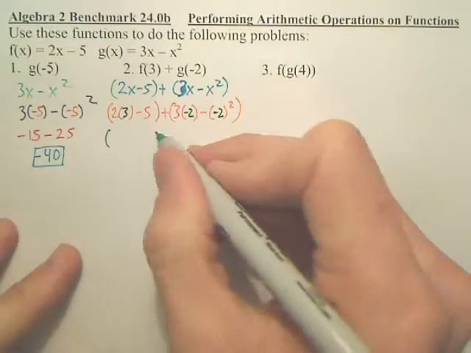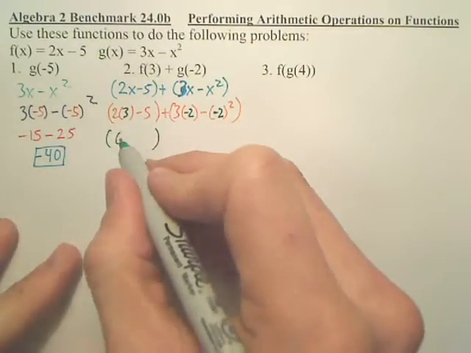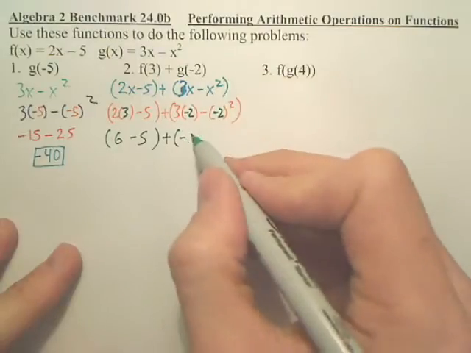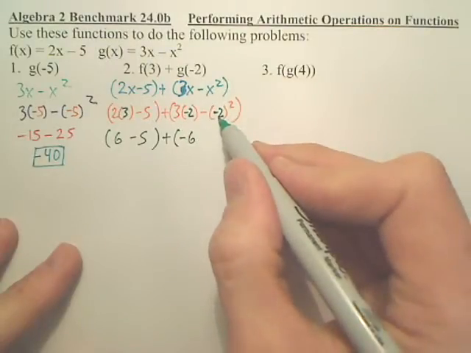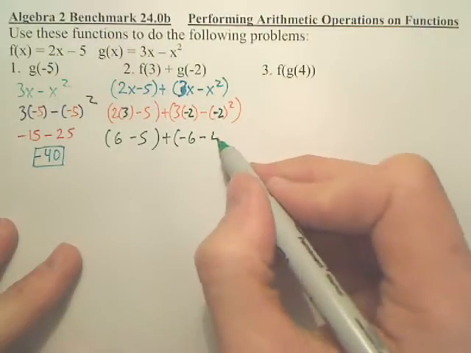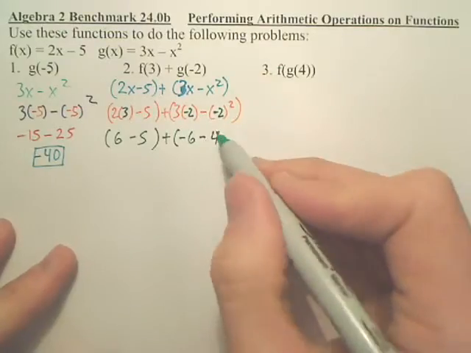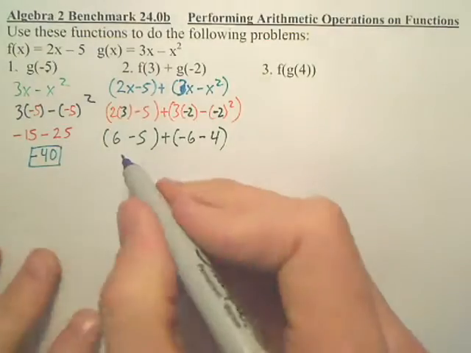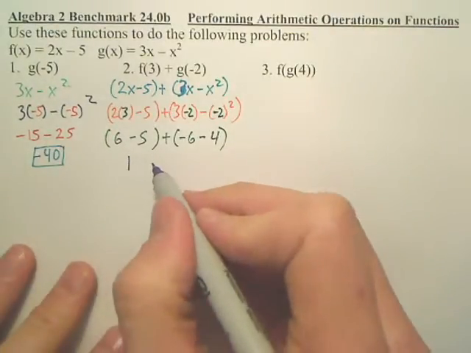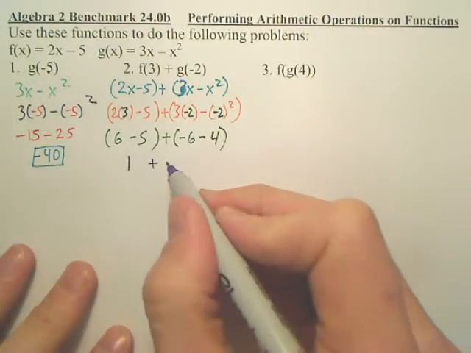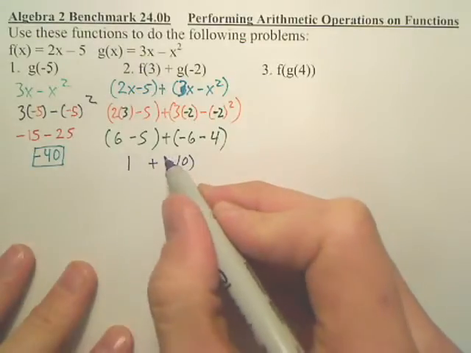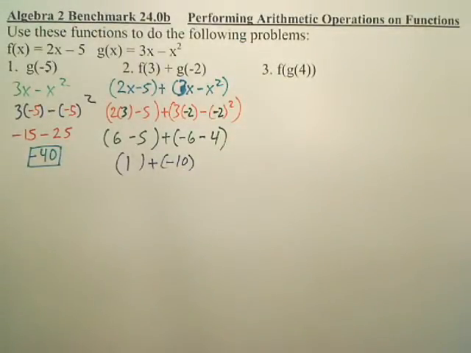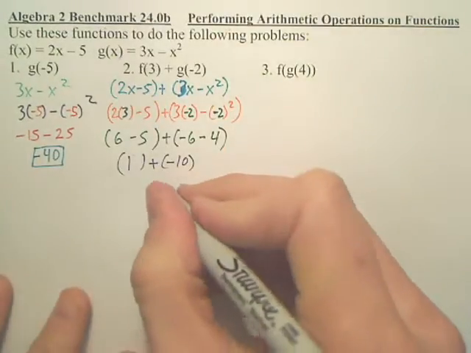Okay, now we just do the math. That would be 6 minus 5. This one would be negative 6, and this would become negative 2 squared, which is positive 4, but that's minus positive 4. Okay, this becomes a 1, plus this becomes a negative 10. So my answer is negative 9.